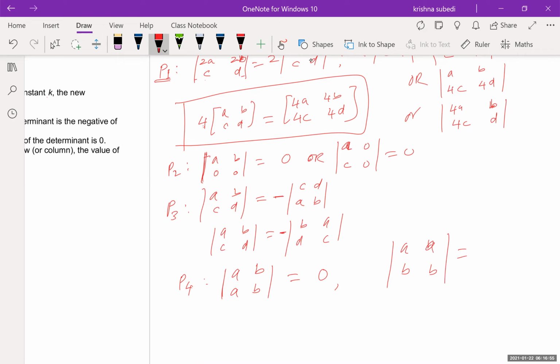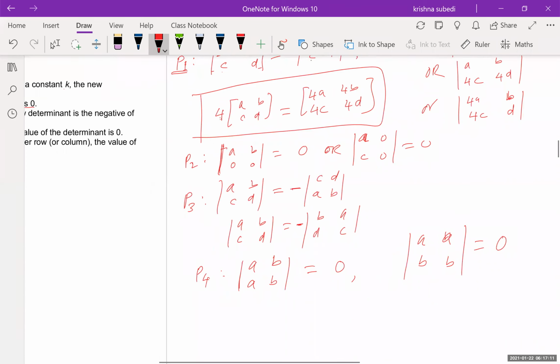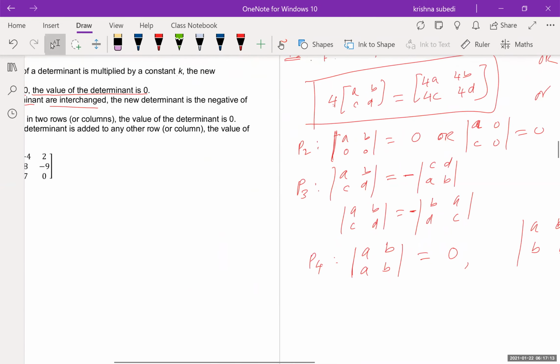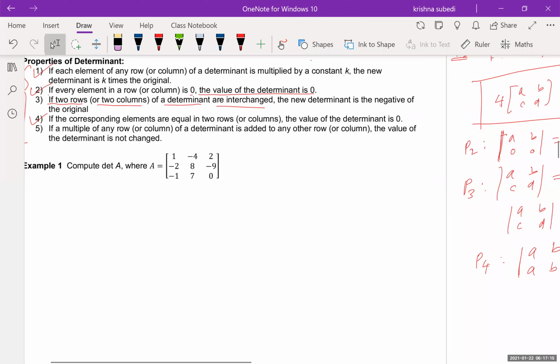So in this case, this first column and second column have the same element. So if any 2 columns have the same element in it, then the determinant will be 0. That is property number 4. Now the property number 5.